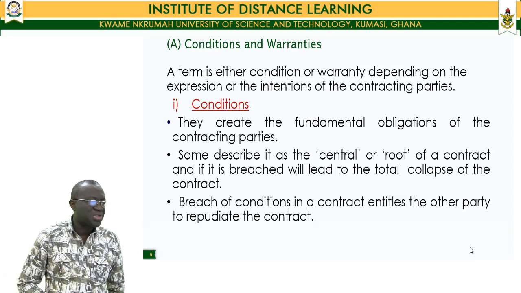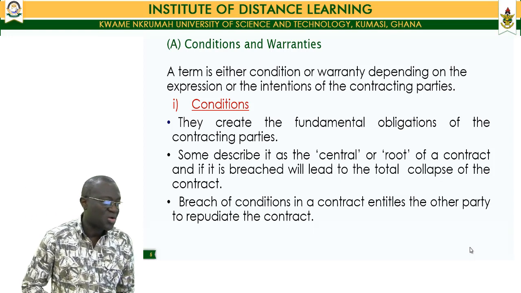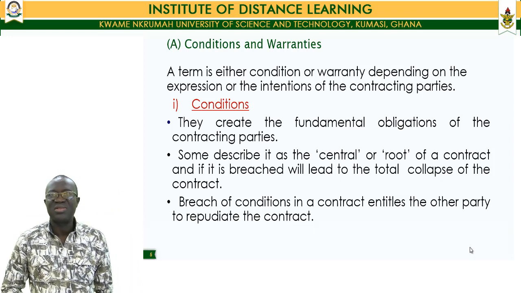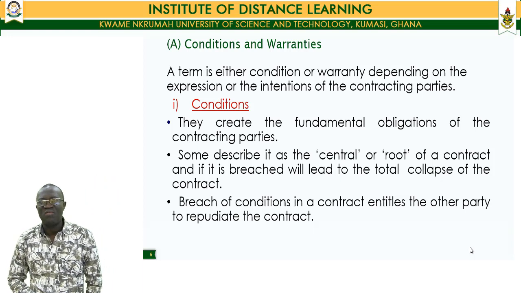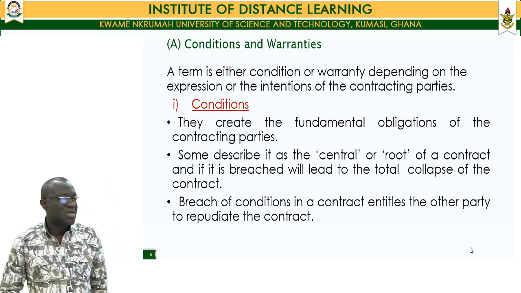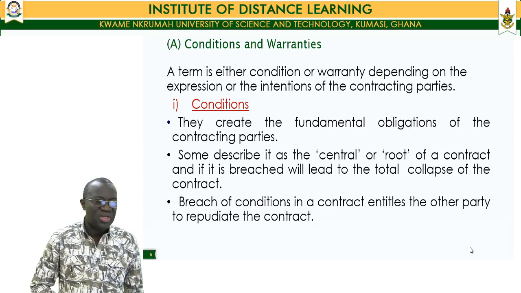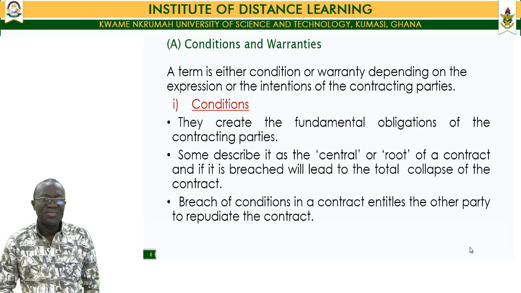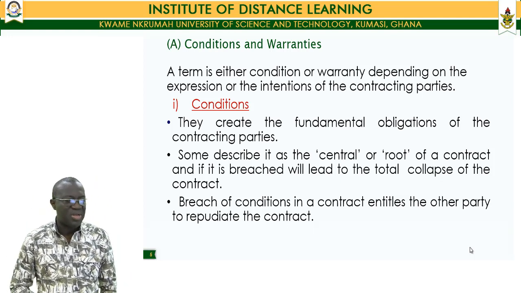A breach of condition in a contract entitles the other party to repudiate the contract, to reject the contract totally, because you have violated the fundamental obligation of the contract. And the consequences: the other party may have the right to repudiate, to reject the contract, and even at times may ask for a remedy in addition.